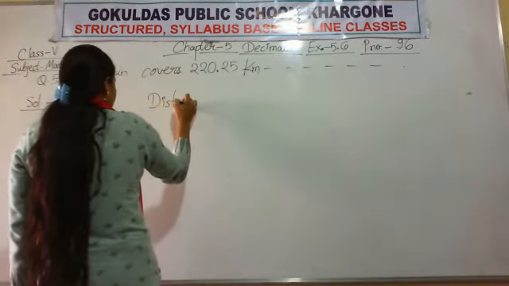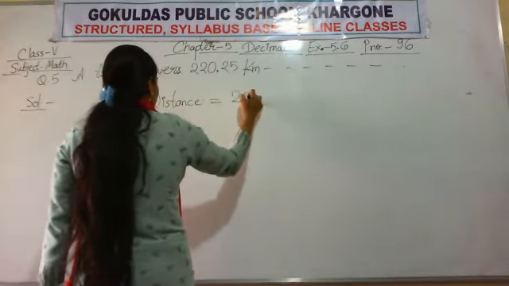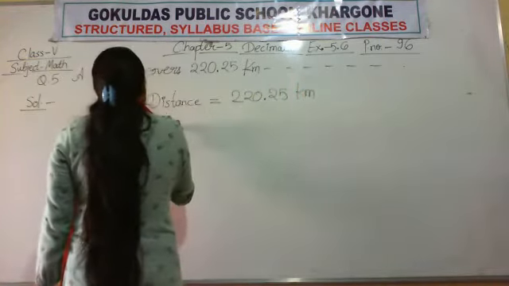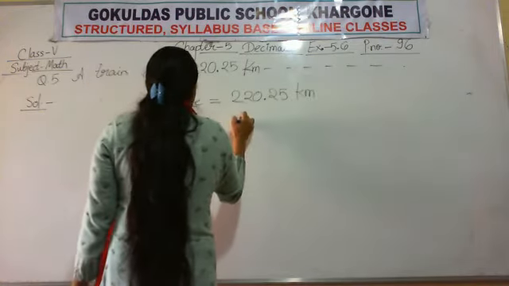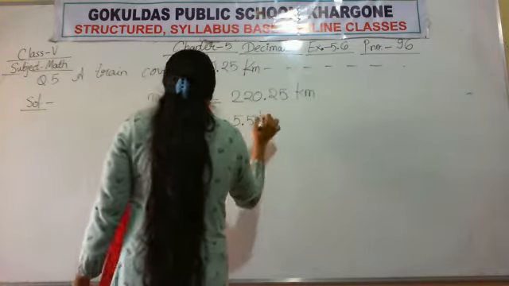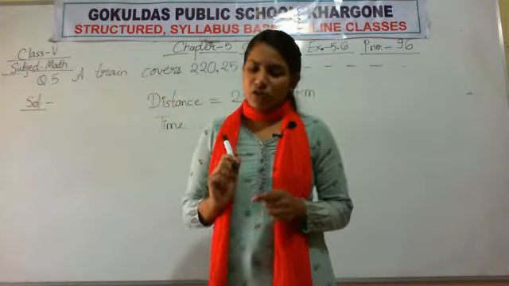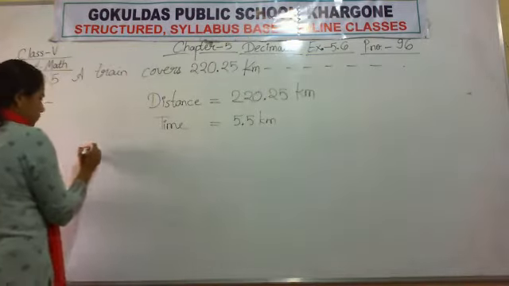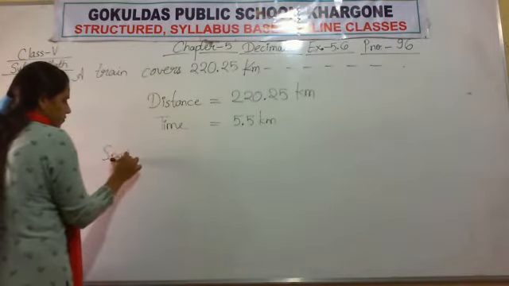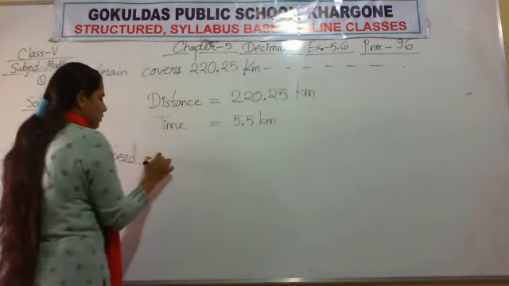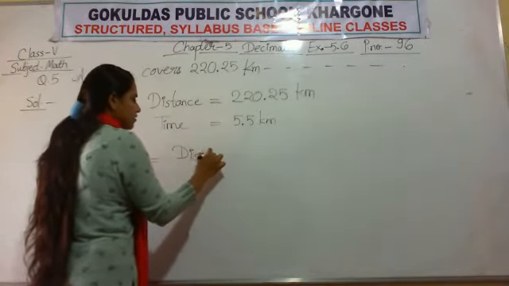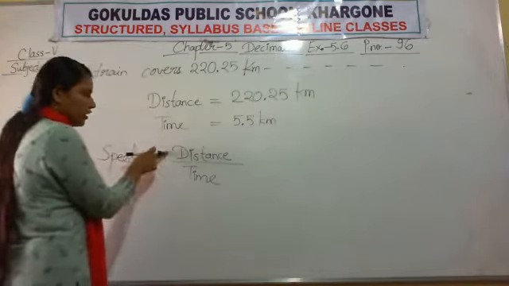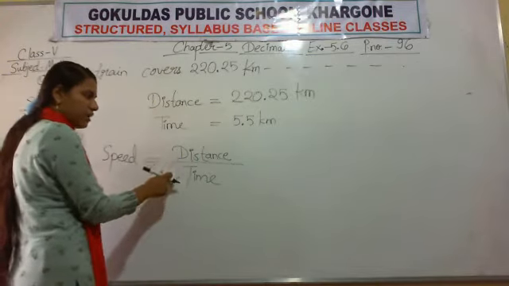So distance is equal to 220.25 kilometers, right? And the time given in the question is 5.5 hours. And what is your task? Your task is to find the speed of the train. So we have a formula which is given in the book also. Speed equals distance upon time, or you can read it as distance divided by time.